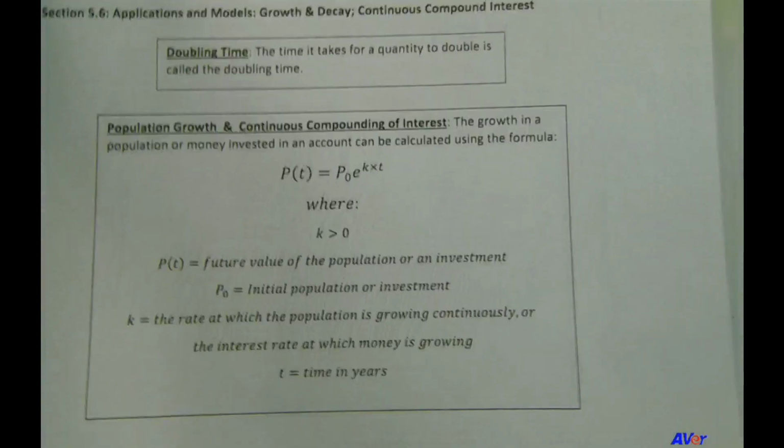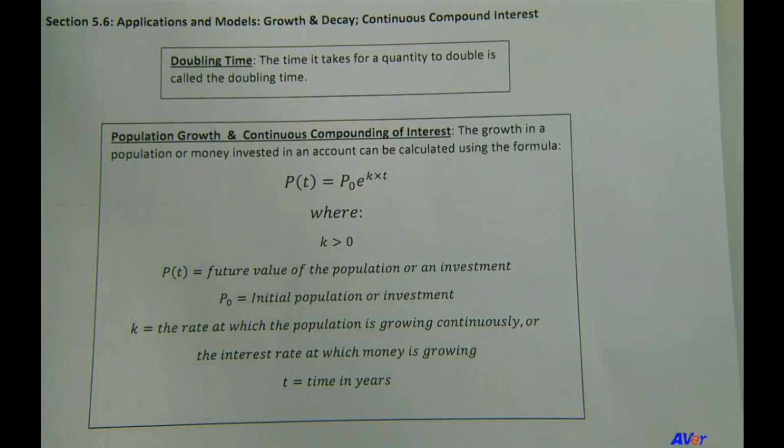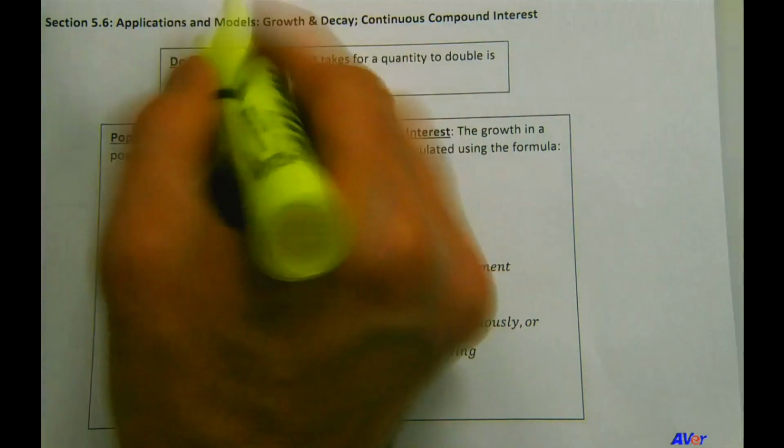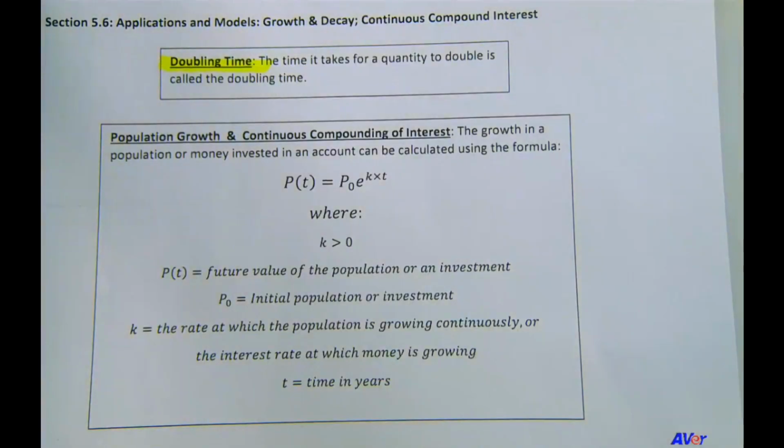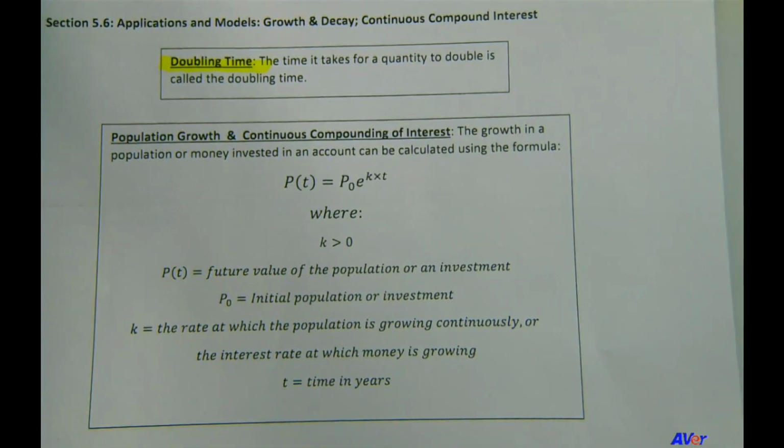All right, so with the application type problems, one of the things that is important for us to know is the concept of doubling time. Doubling time is the time it takes for any quantity to double itself. Now, we might be talking about money, in which case we are talking about the time it takes for an investment to double itself. Or we might be talking about some population where our objective is to find how long it takes for that population to double itself. Okay, that's the concept.